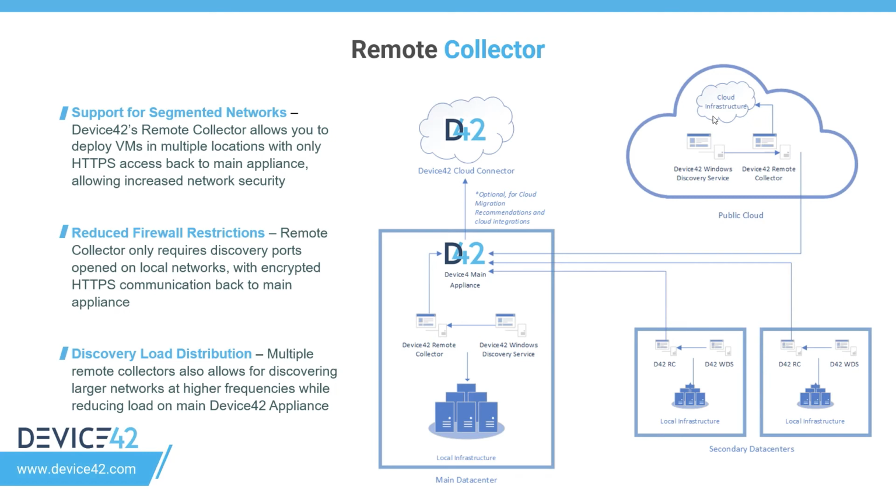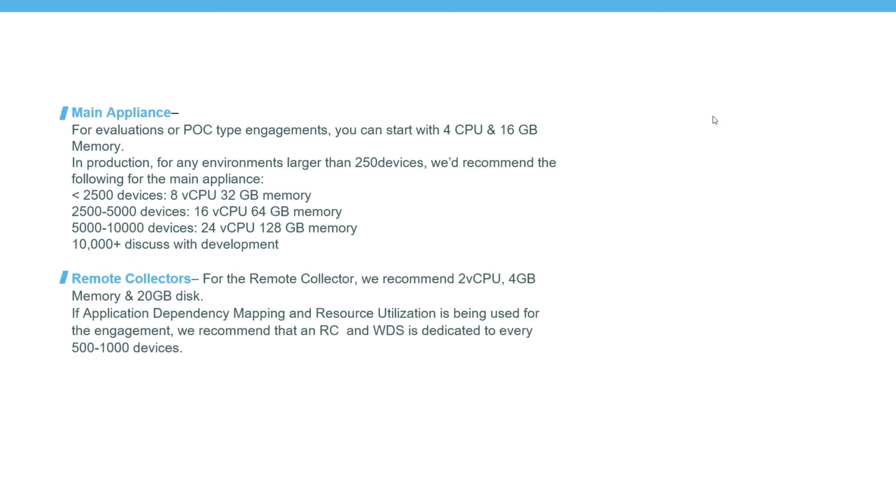However, you do still want to think about scale. So we typically say for every 500 to 1,000 devices, if you are doing application dependency mapping and resource utilization, you're going to want a remote collector or Windows Discovery Service dedicated to those workloads. And that's just going to help facilitate frequent discovery and scheduled discovery completing in a timely fashion. If we start to go above that range, and we try to run a discovery of thousands of devices every hour, well, depending on the complexity of that environment and how much data we're looking to collect, it might not be possible for it to complete in that time. So we do need to be mindful of that.